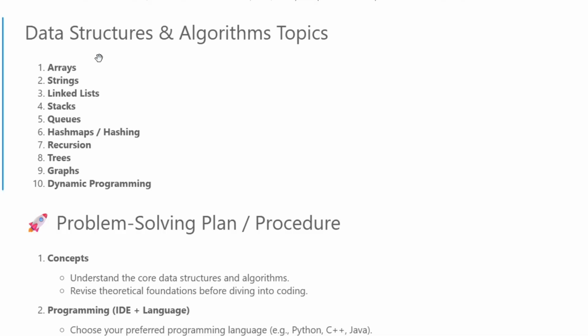As everybody knows, the data structures and algorithms syllabus covers arrays, strings, linked lists, stacks, queues, hash map or hashing, recursion, trees, graphs and dynamic programming. These 10 topics are the more essential part of DSA.